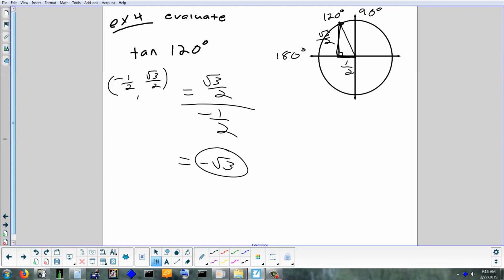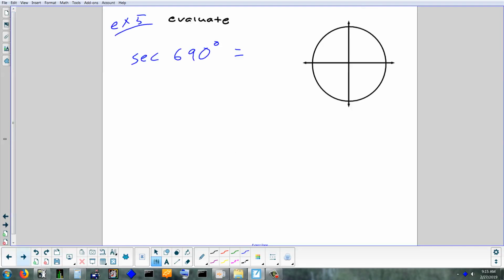Again, if you type that in on the calculator, tangent 120, you'll get a decimal. It won't give you this. But if you type that in, and you type that in, you could check and see that they are the same decimal. Okay. Questions on that one? All right. Let's try secant of 690.